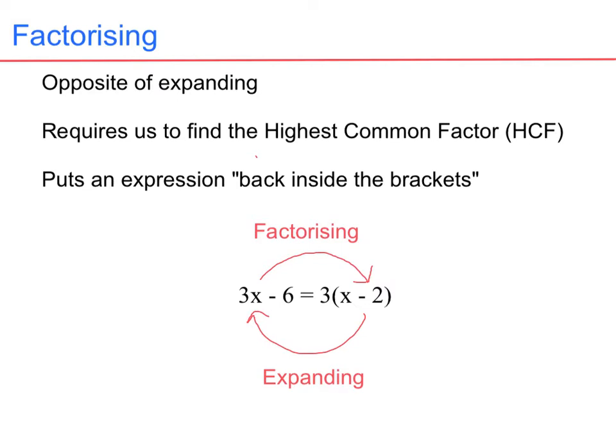If factorising is the opposite, and we know that the opposite to multiplying is to divide an expression, then this tells us that to factorise any given algebraic expression, it requires us to find the highest common factor of every term in that expression. And essentially what we're doing is putting that expression back inside the brackets.